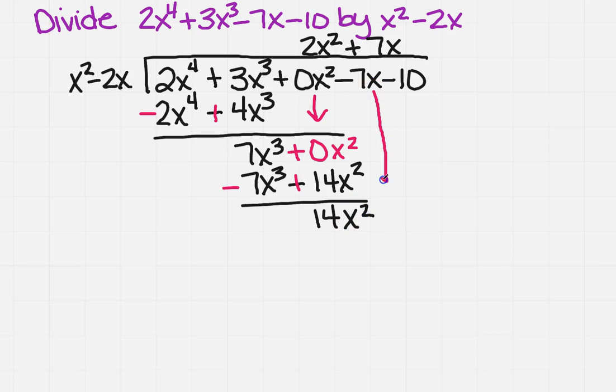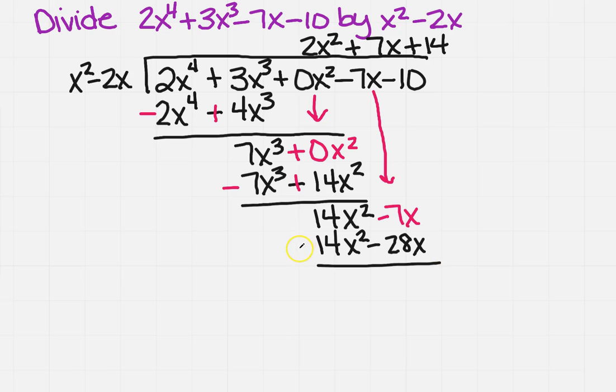So we're going to bring this term down, so minus 7x. So x squared times what gives me 14x squared? Well, that's going to be 14. So that's going to be 14x squared minus 28x. So I need to subtract, so this becomes a minus, this becomes a positive. So that's going to give me 21x. Now, I notice there's another term hanging out, so I need to bring that down. So I've got minus 10.